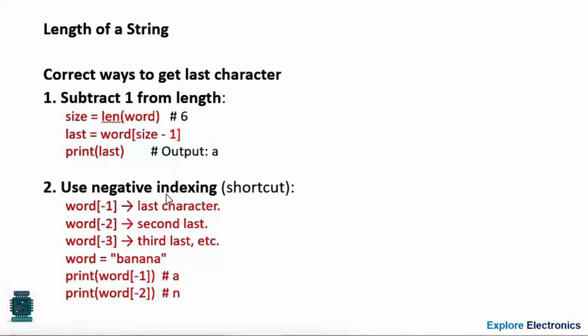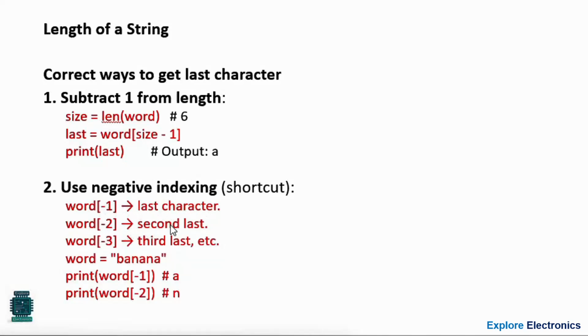Let us see, this is the shortcut way. The second one is word of minus 1. This is the last character. Index starts from 0, 1, 2, 3, 4 like that. From reverse, it will start from minus 1, minus 2, minus 3, minus 4, minus 5 like that. That's why if you want to access the last element in that string, you have to ask minus 1. Then you can easily get the last character in the string. This is the easiest way that you can get the last character in that string. Minus 1 means the last character.